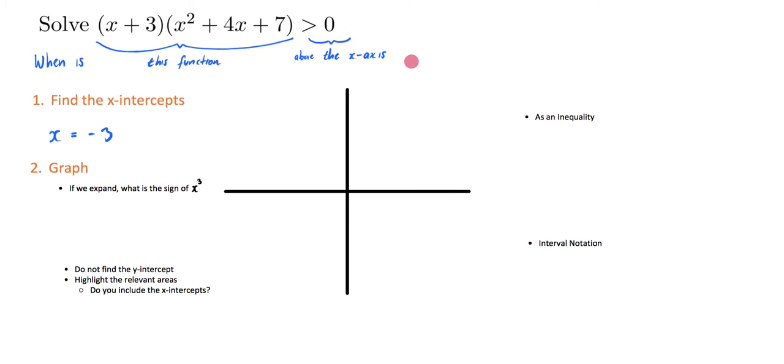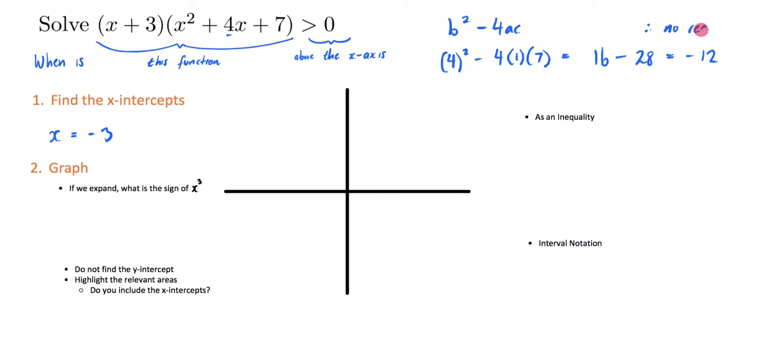We need to double check this by using our discriminant. So b squared minus 4ac, my b squared will be 4 squared. Then I'm going to get minus 4, my a will be 1, my c will be 7. So that means I'm going to get 16 minus 28, which will be -12. Because it is a negative, that means I have no real roots, which is just a fancy way of saying there are no x-intercepts for this quadratic. So that means my only x-intercept for the cubic is going to be x is equal to -3.